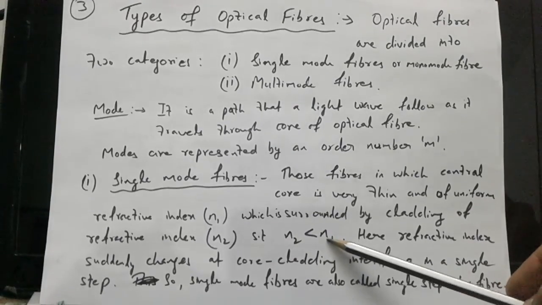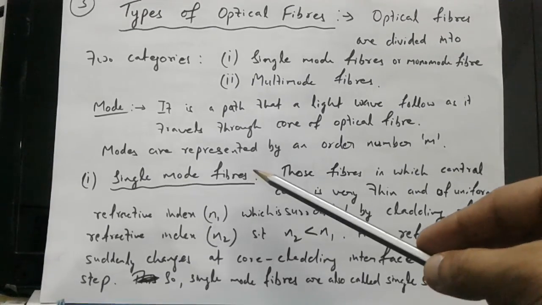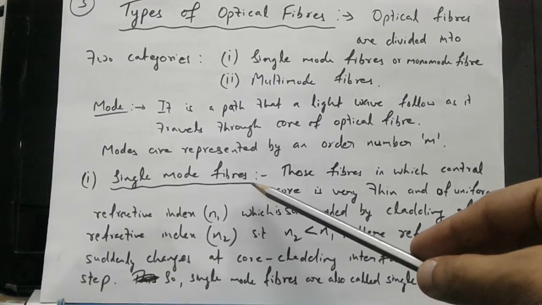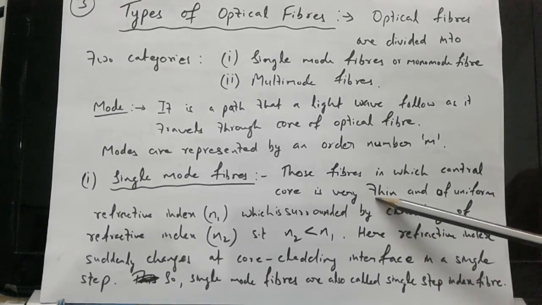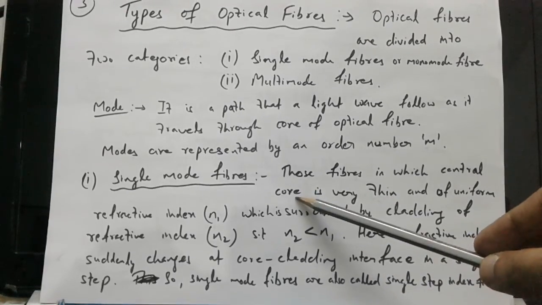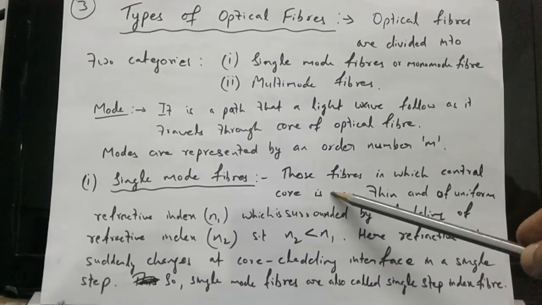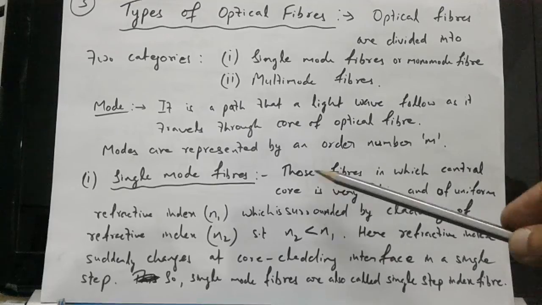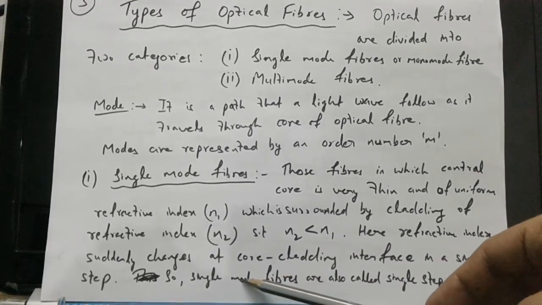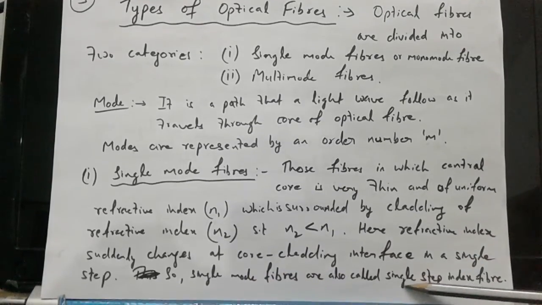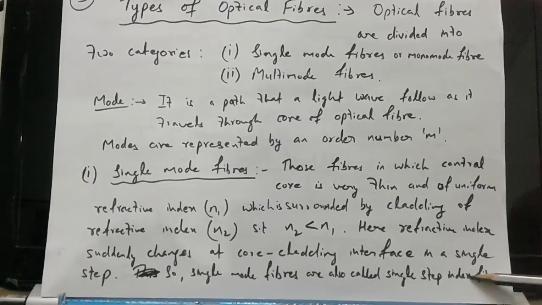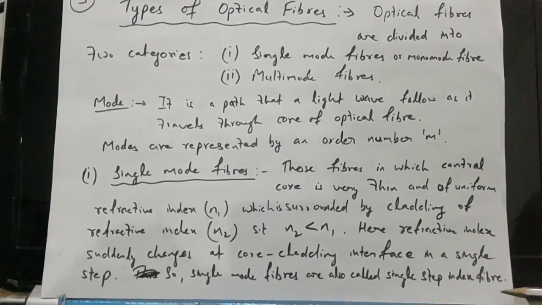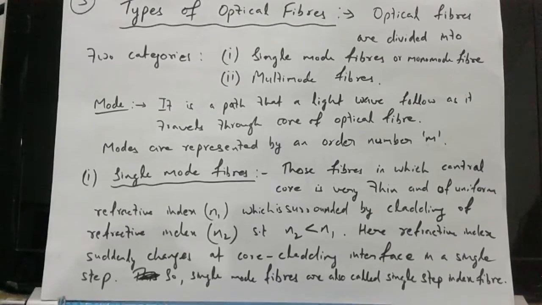So the main thing is, single mode fibers are characterized by thin cores, or the diameter of the core is very small. Another name of single mode fibers is single step index fiber. Why we call it that, I will explain in the next slide.